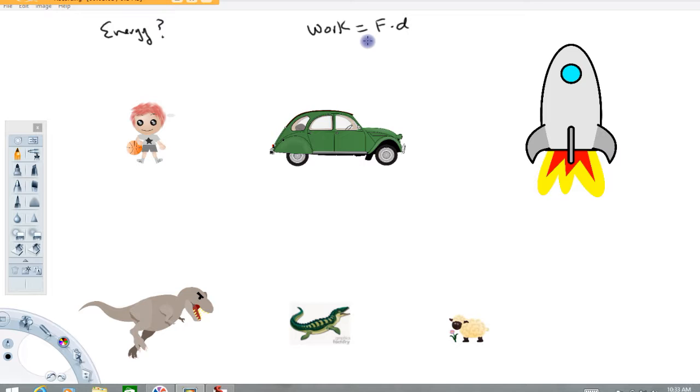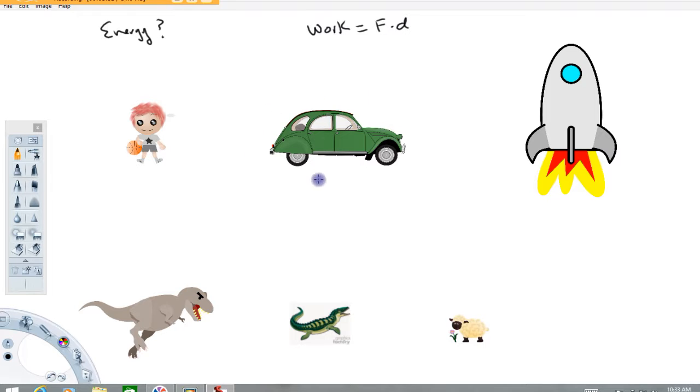Now, I'd like everyone to focus on these three pictures right here. We'll start with young Timmy. Timmy is an entity in this picture, and Timmy has the ability to do work. Timmy could, for example, lift this basketball. He could apply a force upward on it, and then the ball might move up to maybe here, and now Timmy has done work. So somehow Timmy has the ability to do this concept called work.